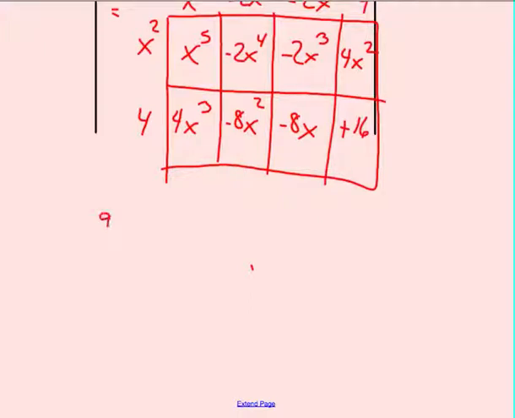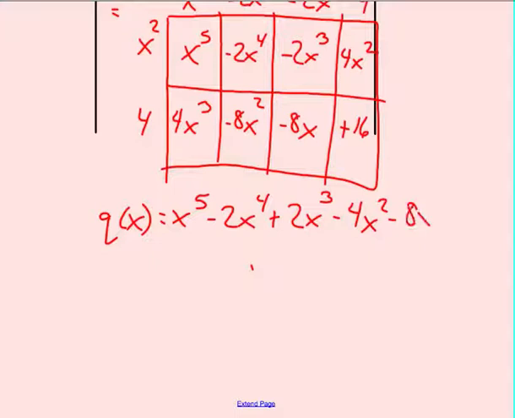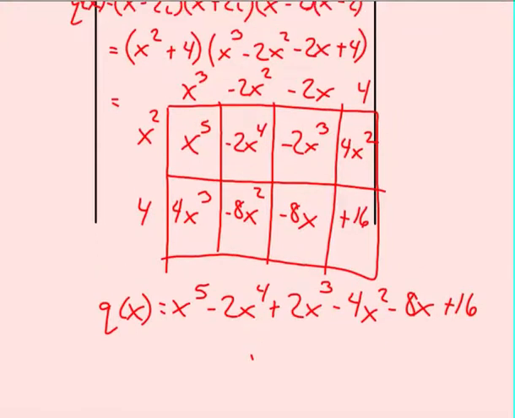So our final function, I think I called it q of x. We've got x to the 5th. I don't see any like terms with that one. I don't see any like terms with my 2x to the 4th. And I've got a negative 2x cubed and a positive 4x cubed. I see 4x squared minus 8x squared, minus 8x plus 16. So that is our function with roots of positive and negative 2i, square root of 2, and our last one was what, 2?